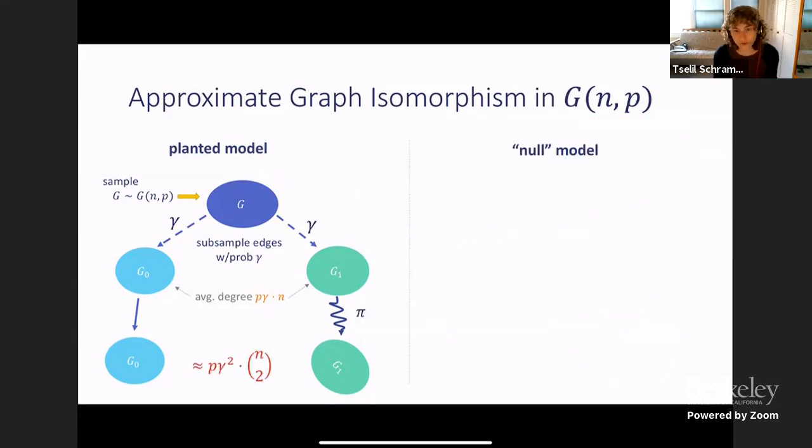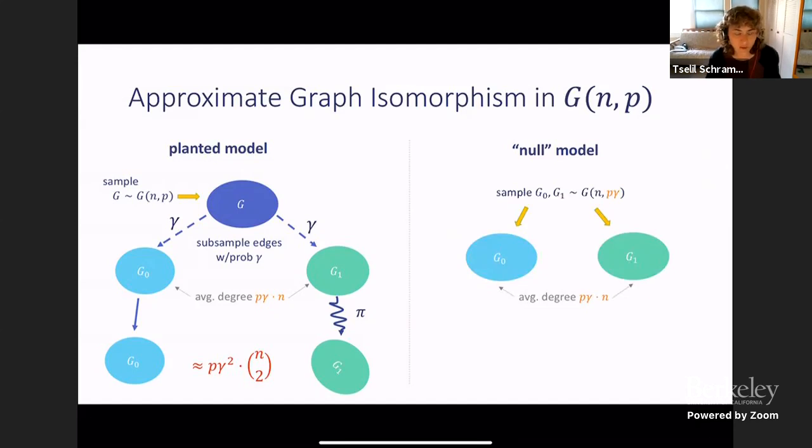And for the purpose of comparison, I want to bring forth the following null model. In this model, I'm going to get two graphs, and I'm going to sample each of them independently from G(n, p gamma). So that's like the marginal distribution of each of these graphs, but I'm going to take two completely independent samples.